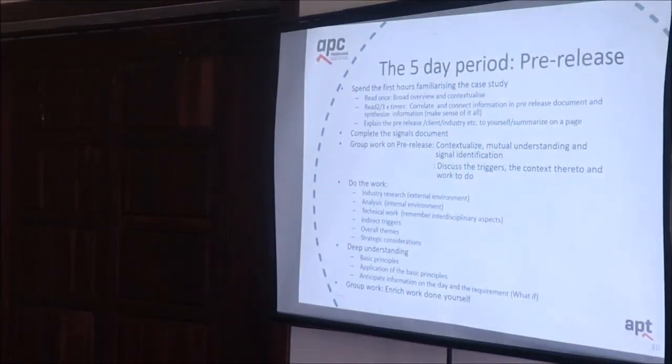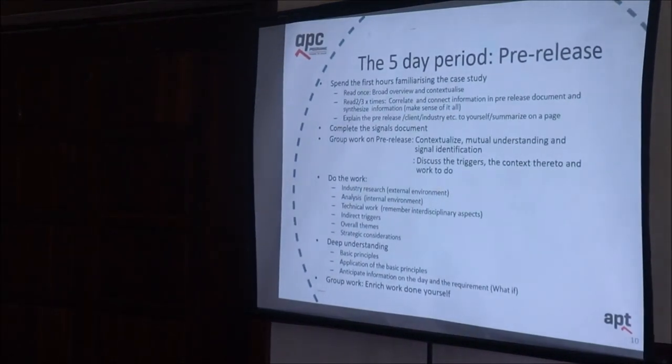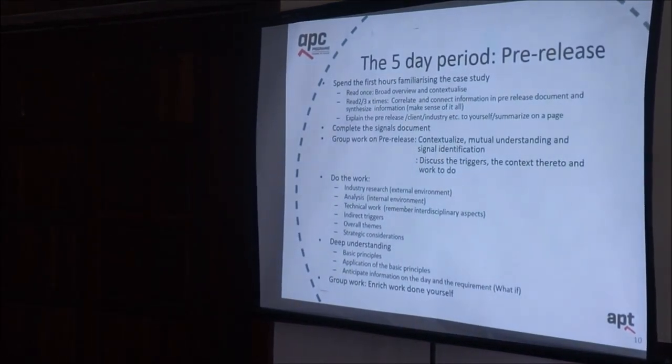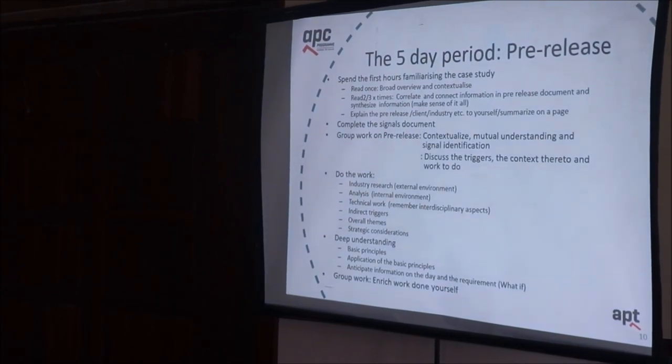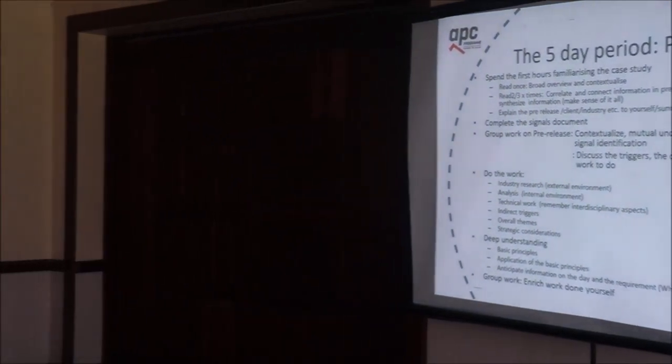Contextualized mutual understanding and signal identification. Any one of us individually can end up missing a signal or a trigger. But if you've got a group of four or five people, the chances of that trigger going unidentified is zero. But the individual, it can happen. If you've got a very small group and you only have two people in the group, there's a bit of a risk there. It's still much less than trying to do it on your own.